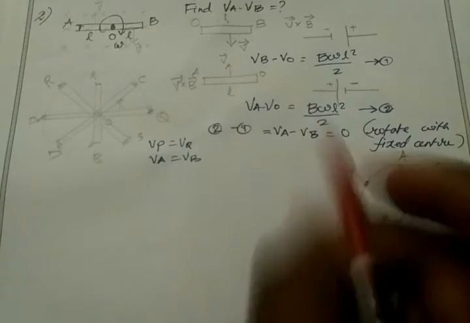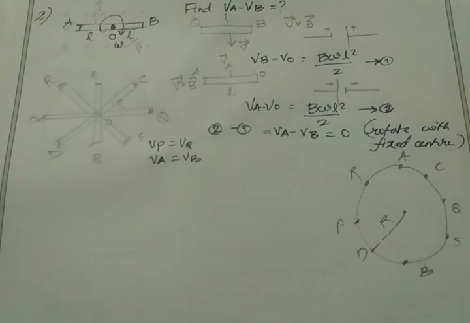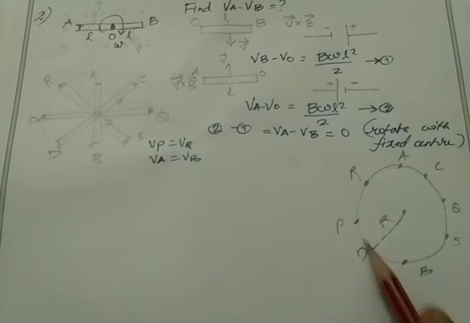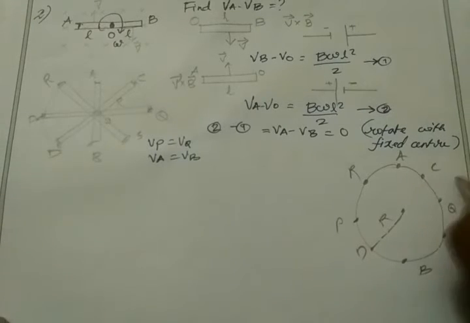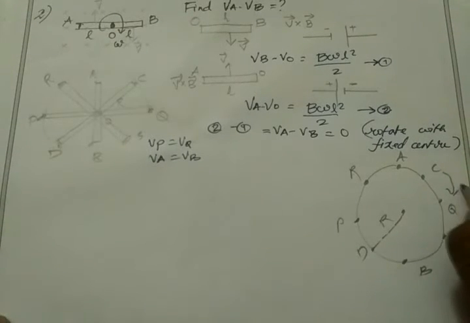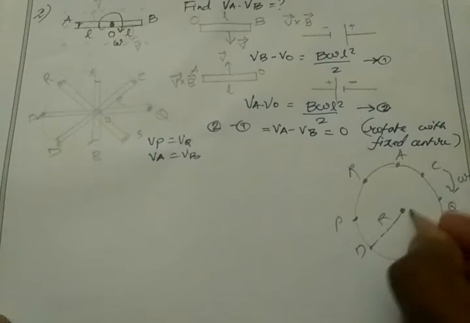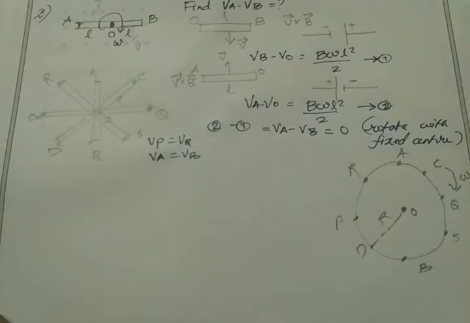What is my value? B omega R square by 2. Okay, so all the potentials will be B omega R square by 2. So potential difference will be equal to 0, when it rotates with angular velocity omega about fixed center O. Clear?